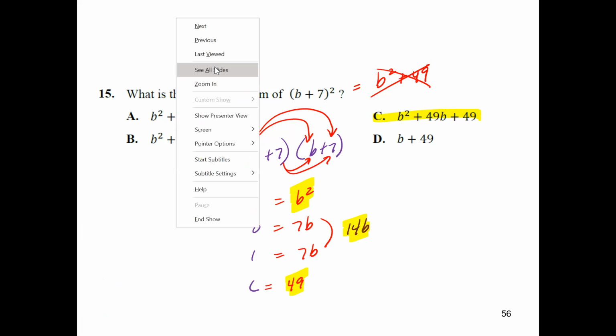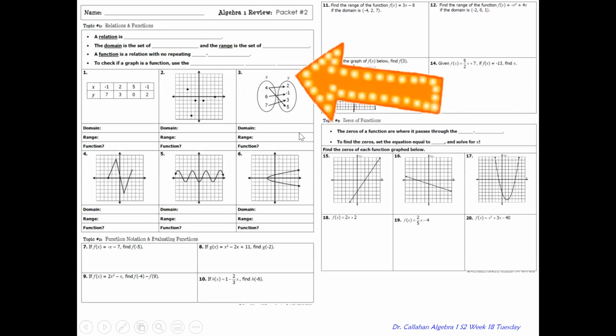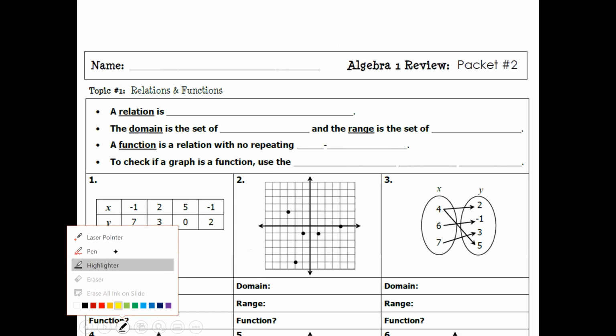Okay, you guys, I'm going to actually stop right here. So now what I'm going to have you guys do is turn over to your guided notes for week 18, Tuesday. And it looks like this. Okay, let's take a look.